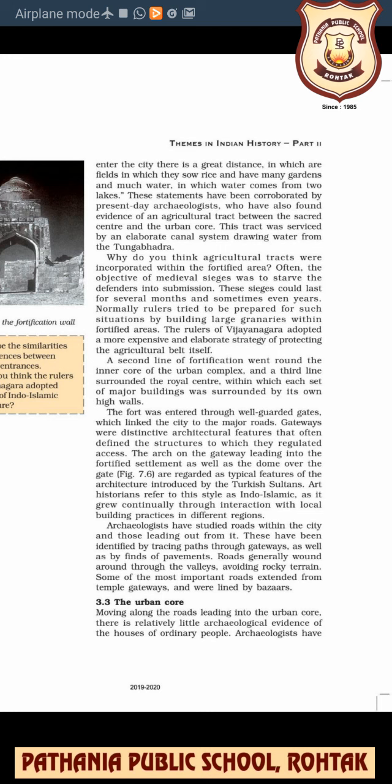Now the next topic, beta, is about the urban core. So moving along the roads leading into the urban core, there is relatively little archaeological evidence of the houses of ordinary people. It means whatever area was surrounding the fort was related to the elites, ruling elites. So archaeologists have found fine Chinese porcelain in some areas, and as you know, all these materials would be imported from different areas, and there was also the Muslim residential quarter.